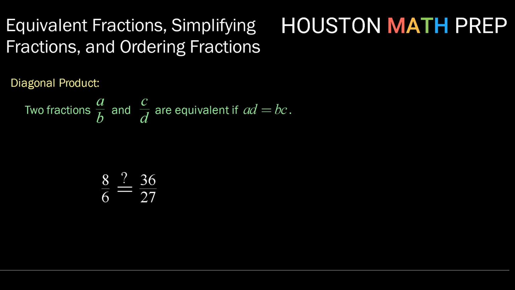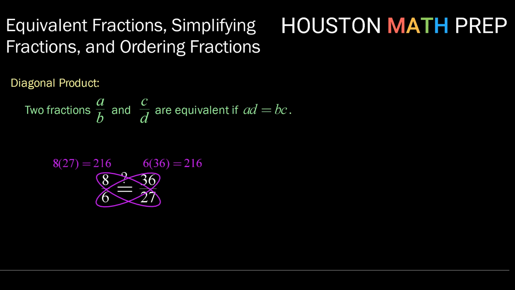So let's take this method and play around with it a bit. Let's say we have 8 over 6, and we want to know if that is equal to 36 over 27. So we can take what is called our diagonal product, or the product of the diagonals. So let's start with the product of this diagonal, 8 and 27. Well, 8 times 27 is 216. If we compare that with the product of our other diagonal, 6 and 36, 6 times 36 equals 216.